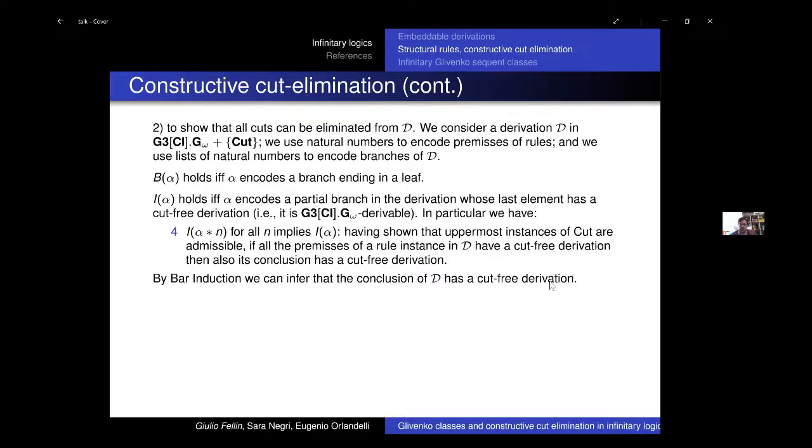Okay. So we have proven that all structural rules, including cut, hold in our calculi, and we did this constructively.